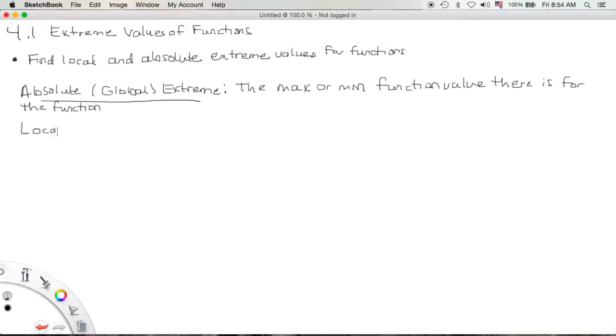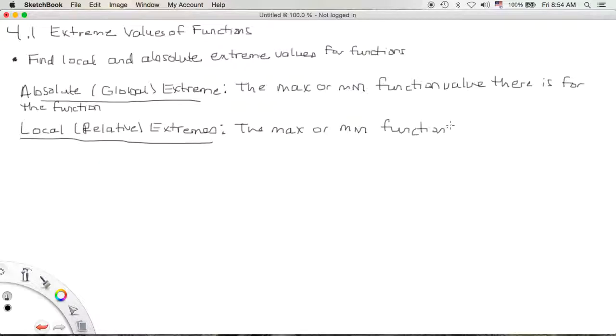Now most of the time we're going to look at local or relative extremes. Now what that means is that it's the maximum or minimum function value that there is for a certain interval of the function.